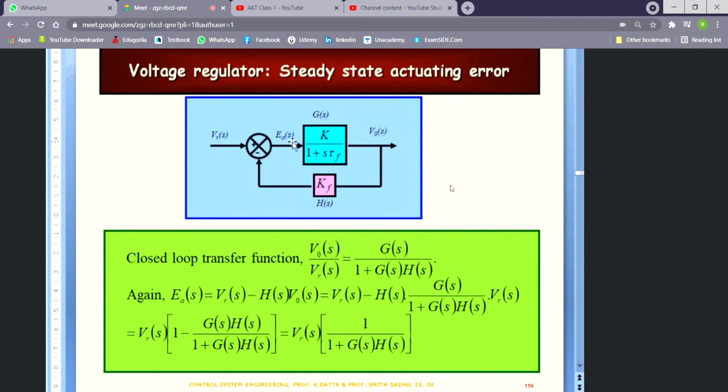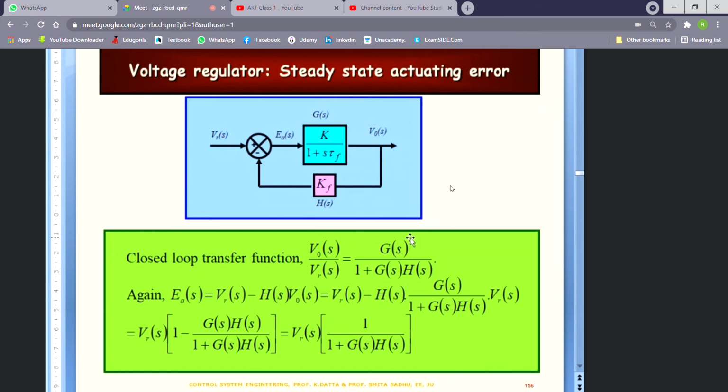It's not EA that is going to be the error, actually, it's going to be the actuating error. So the actuating error EA(s) is equal to VR minus H(s) VO, with H(s) meaning KF, of course, in this case the feedback path transfer function, into VO. So that is going to be given by VR, which remains as it is. Now H(s) remains as it is. VO we are writing in terms of VR, and that is G(s) by 1 plus G(s)H(s).